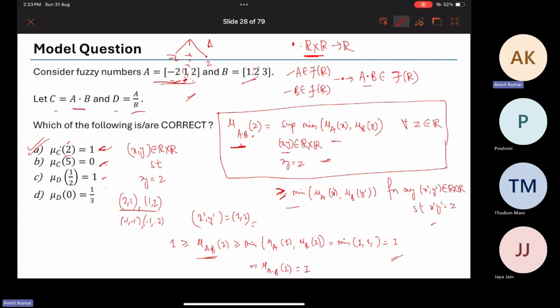So to approach problems of the first type, when you need to figure out if the membership value of a particular number is equal to 1 in C or D, you need to find a pair x dash comma y dash such that x dash times y dash is equal to that number. In this case, it was 2, such that both of them belong to their fuzzy sets with membership 1. If you're able to do that, then the minimum of those two membership values will be equal to 1, and you'll be able to show that the membership of number 2 in C would be equal to 1.